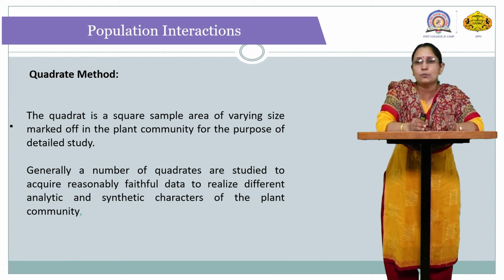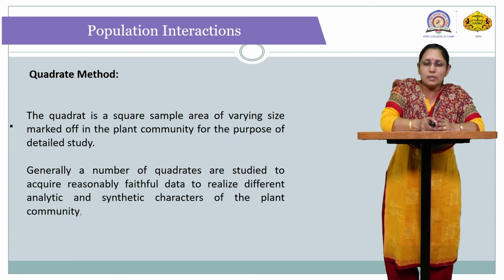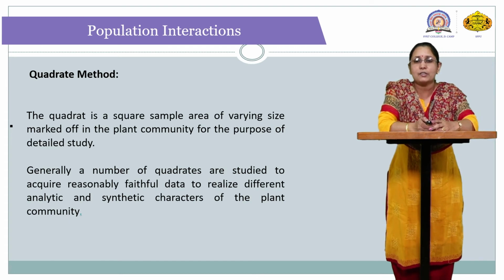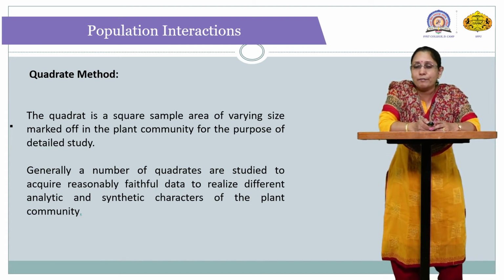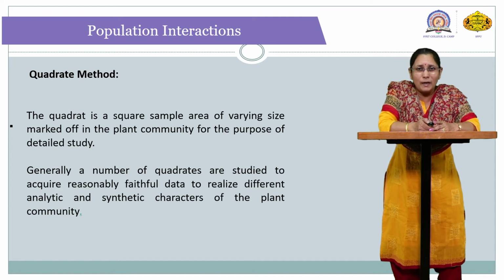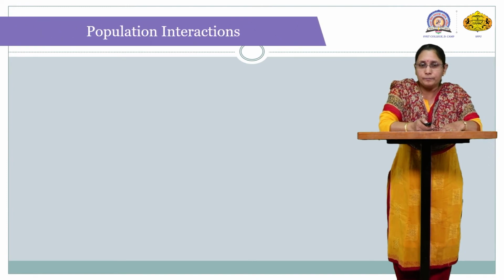So all this will be analyzed. Generally a number of quadrats are studied to acquire reasonably faithful data to realize different analytic and synthetic characteristics of the plant community. Here in this slide only plant community is mentioned, but remember, some animals, such as small insects, in that particular area can also be easily analyzed or studied with the help of this quadrat method.